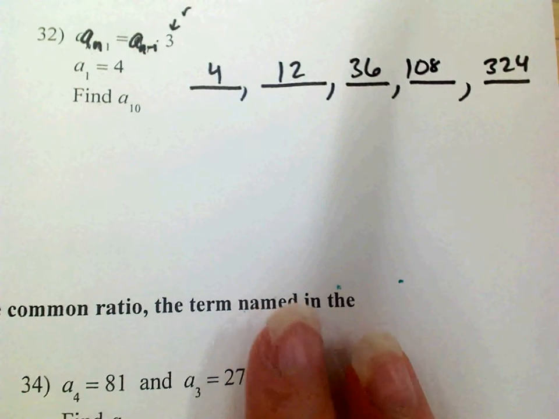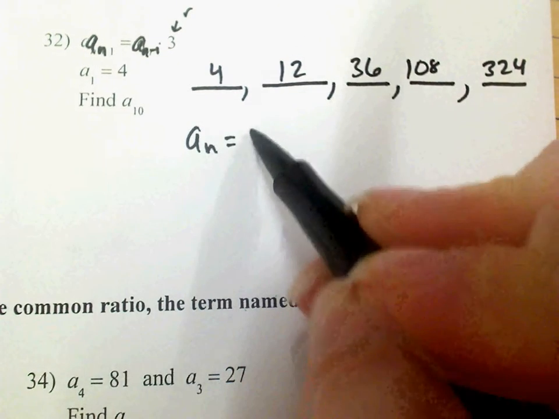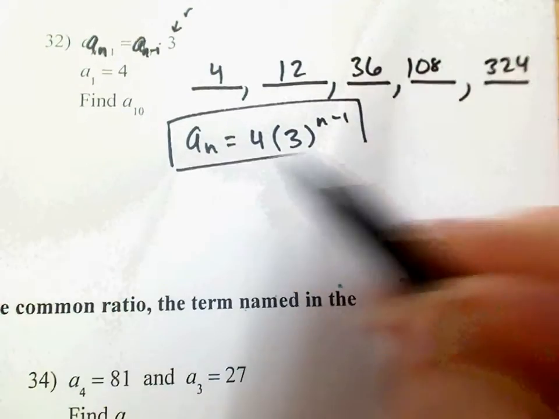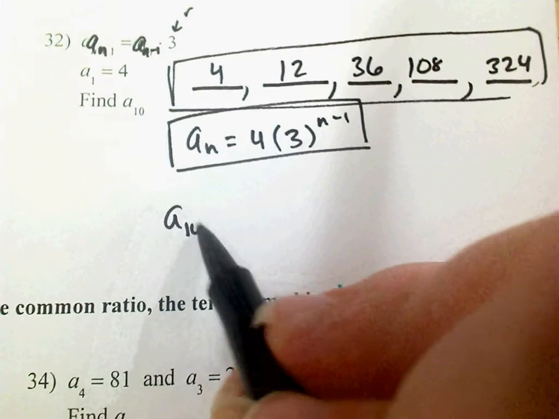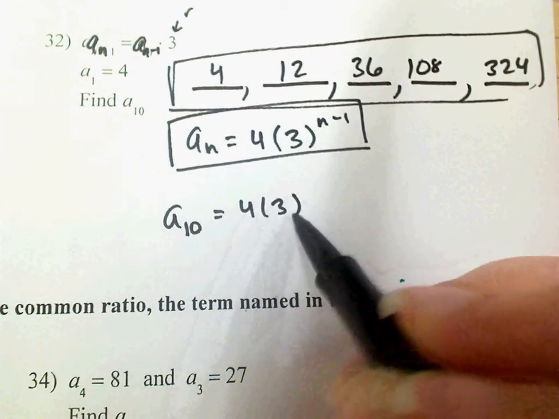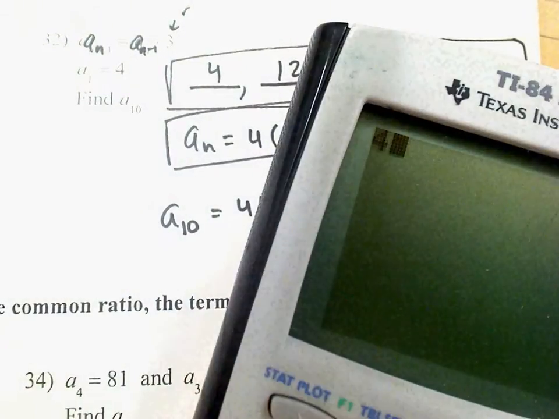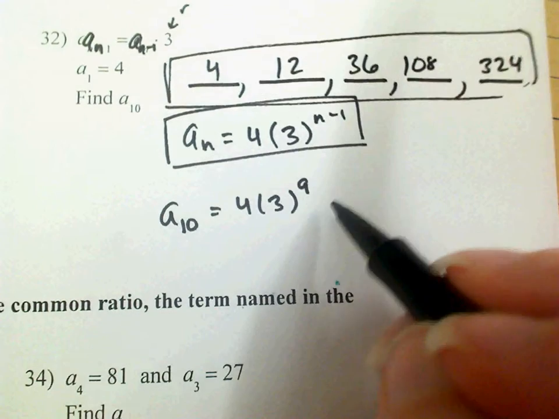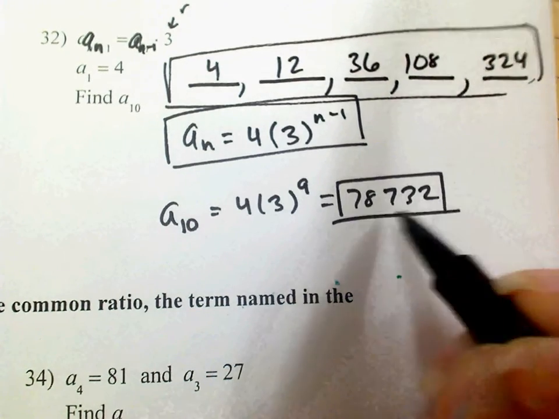So now I need the explicit formula. A sub n equals a sub 1, which is 4, times the common ratio 3 to the n minus 1. And then the last thing I need is the 10th term. So a sub 10 equals 4 times 3 to the 10 minus 1, so 9. 4 times 3 raised to the 9th is 78,732. And that is the 10th term.